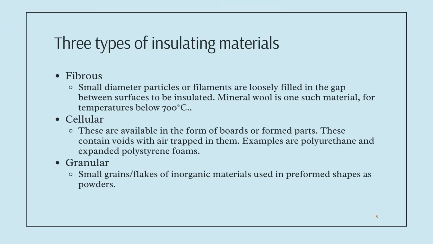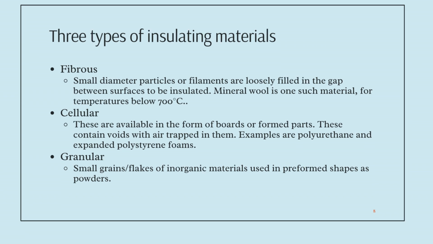Moving to next slide. 3 types of insulating materials. Fibrous: small filaments like mineral wool, loosely packed, used below 700 degrees Celsius. Cellular: foam boards like polyurethane and polystyrene with air pockets. Granular: small grains or flakes of inorganic material formed into shapes. Each of these traps air differently to stop heat flow.